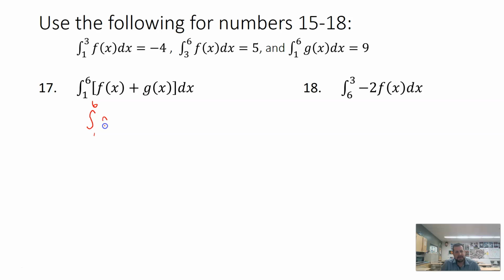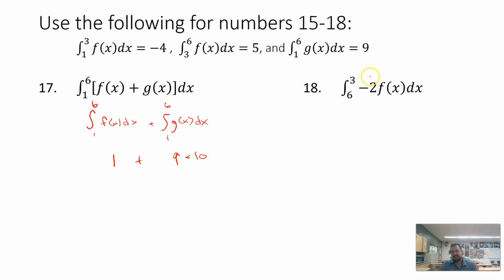Now the rule that I want to focus on here is technically not really distributing, but you can find these areas individually and then add them together. It's just one of the rules that we talked about. So the integral from 1 to 6, we already found that that was positive 1. The integral from 1 to 6 is 9, so 1 plus 9 is equal to 10.